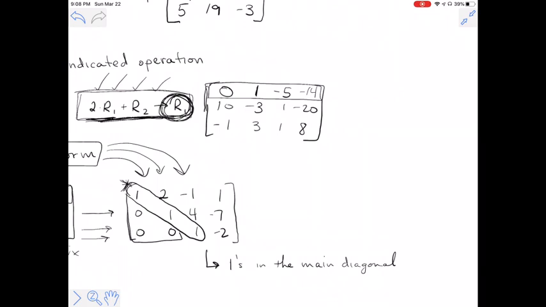And then the other characteristic, you can see this little triangle I'm drawing. You have to have zeros beneath. So those are the characteristics of a matrix that's in row echelon form. You have ones along this main diagonal, and then zeros underneath, like that.